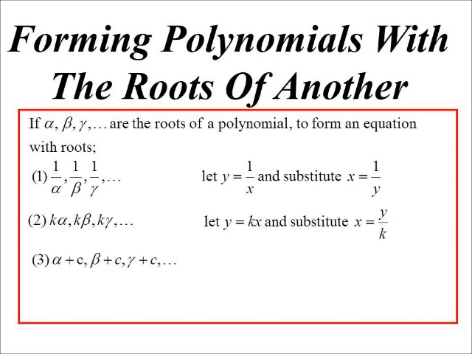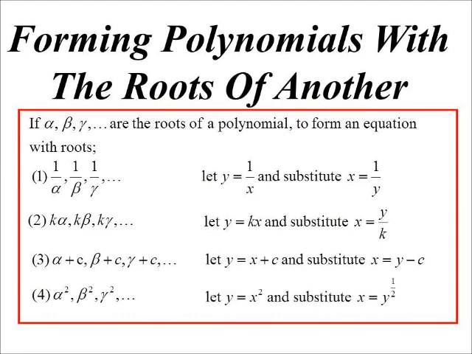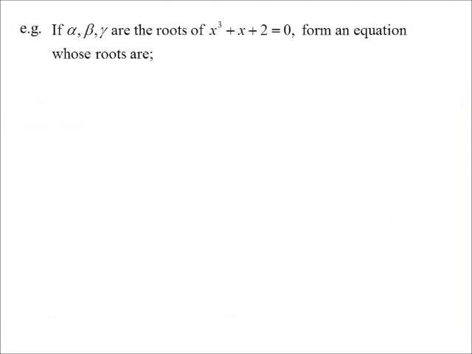If it's plus some constant, same idea again. Okay, well, I'll make it y equals x plus some constant. Rearrange it, substitute it in. This one's probably more useful because if I can find an equation which has the roots alpha squared, beta squared, gamma squared, then I just got to go sum of the roots when we want to do the alpha squared and so on. So again, we'll let y equal x squared, rearrange that, we'll get x equals y to the half. So let's look at some of those.